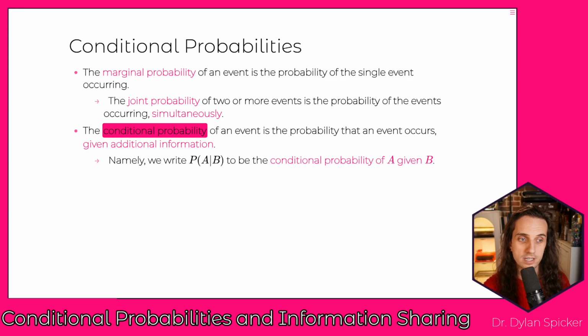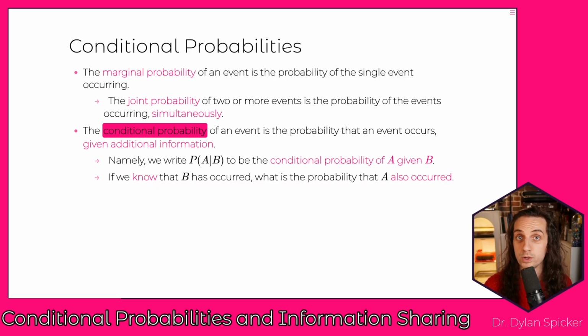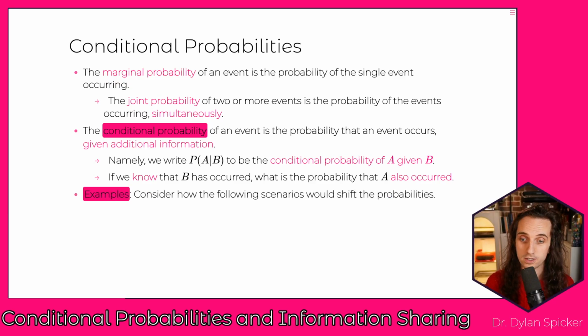And so then by way of notation, we write down the probability of A given B. So this is the conditional probability of A given B. And we think about this as asking, well, what's the probability of A given that we know that B has occurred? So the event B we know has occurred. We want to know, well, what's the probability that the event A also occurs? So if we know that B has occurred, what is the probability that A also occurs?